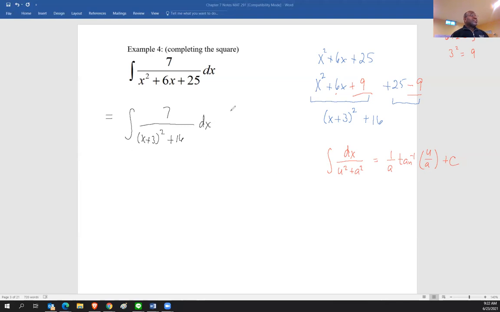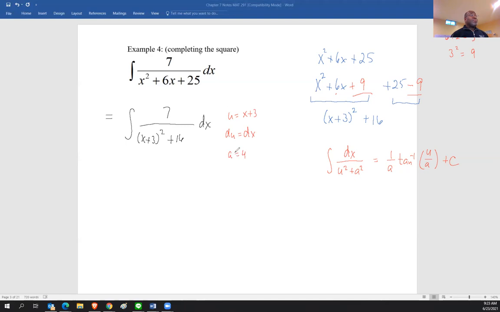So in this case, u is going to be x plus 3. We don't need it to be the entire denominator. Now, here, u being x plus 3, du is simply going to be dx. So that's all taken care of. All right, so there's no additional manipulation that we need here. Our a value, a squared is going to be 16. So a is going to be equal to 4.